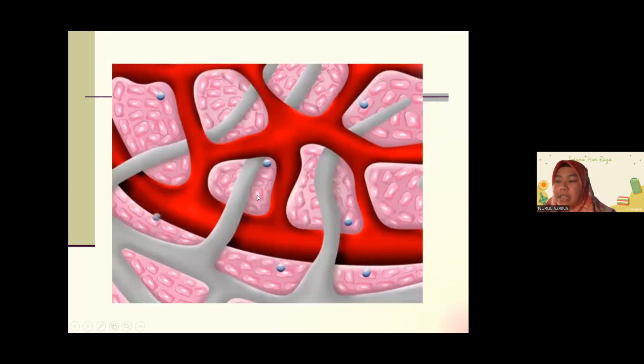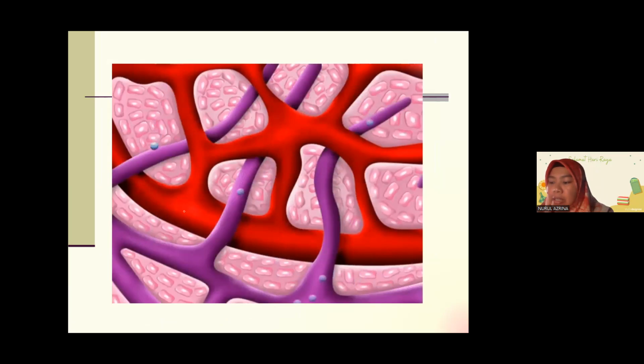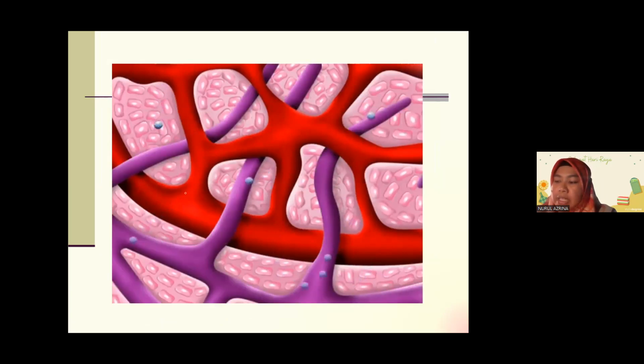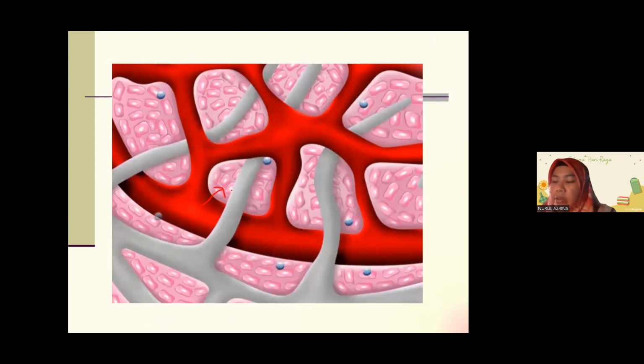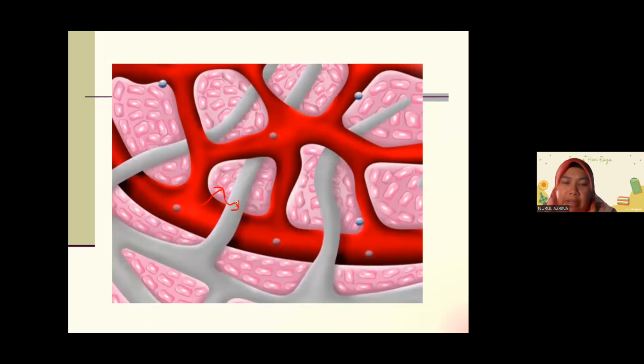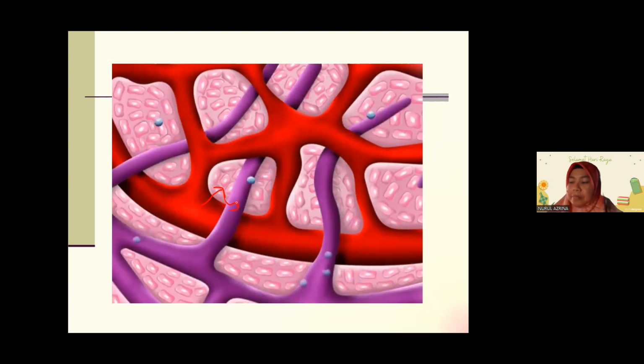So you can see from here, this is what happened. Some of the blood component diffuses into the interstitial fluid, and from the interstitial fluid it diffuses into the lymph capillary. Then it is known as lymph.